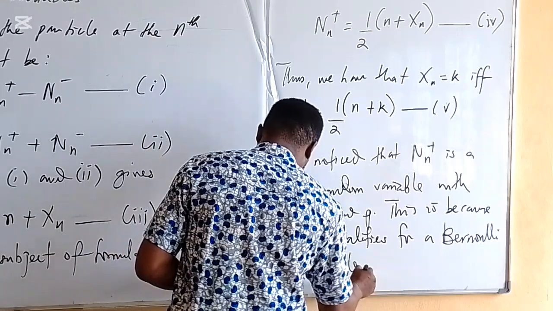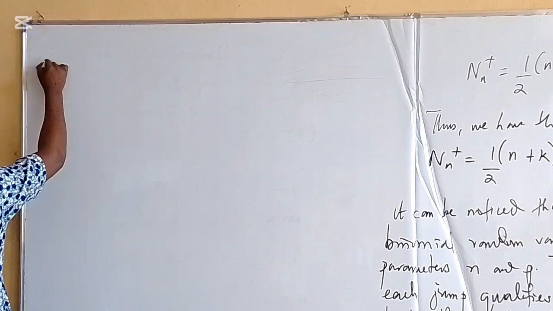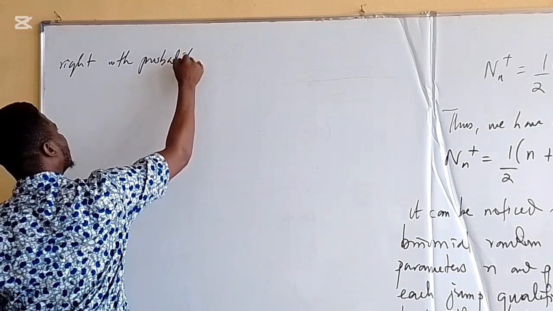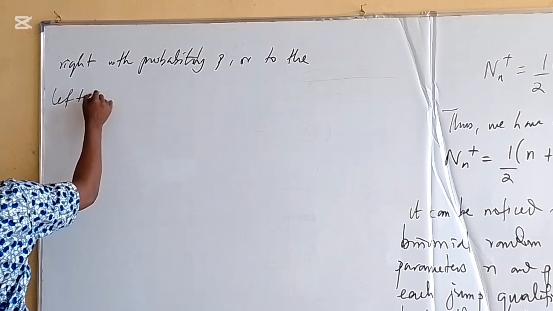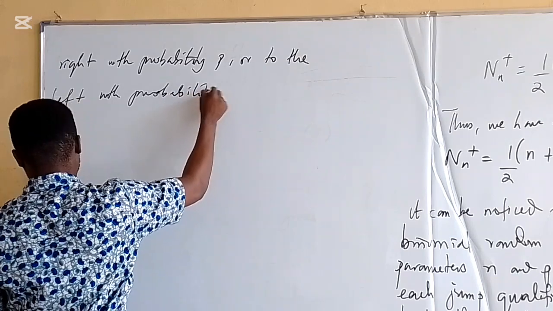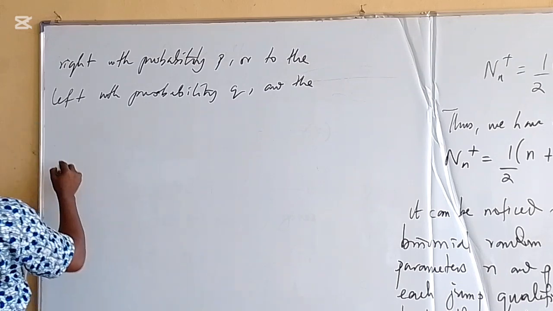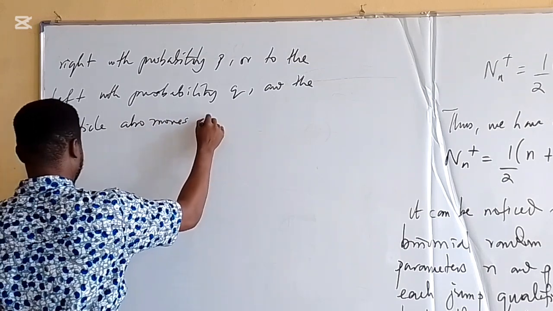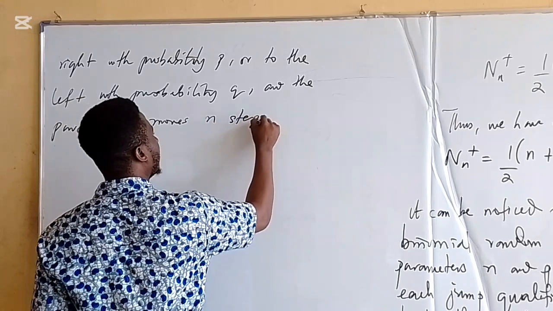The particle either moves to the right with probability p, or to the left with probability q. And the particle also moves n steps independently.